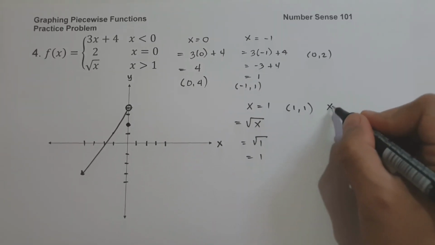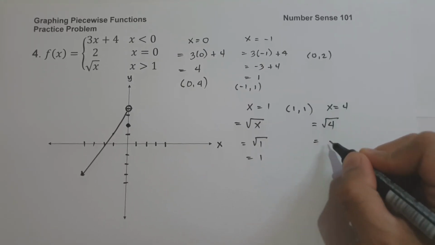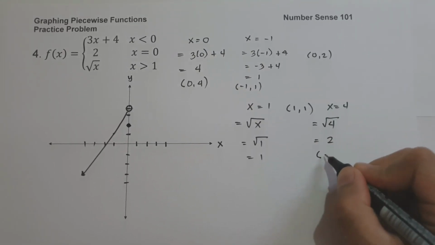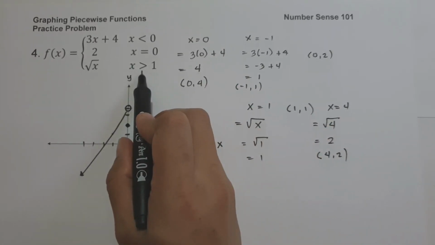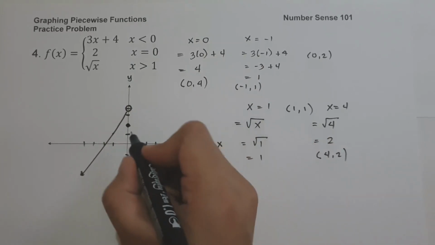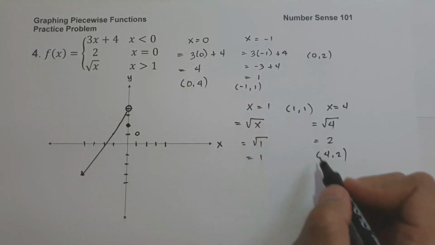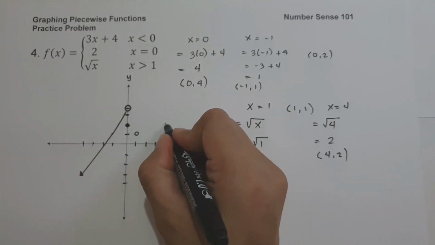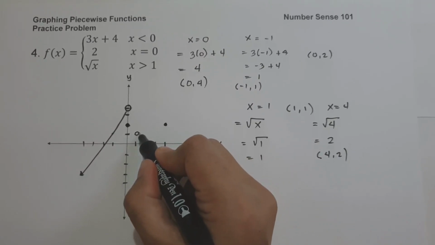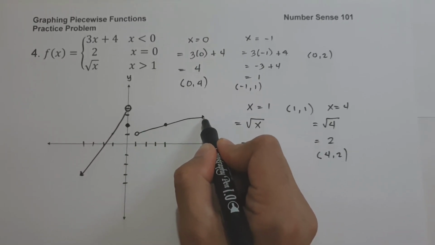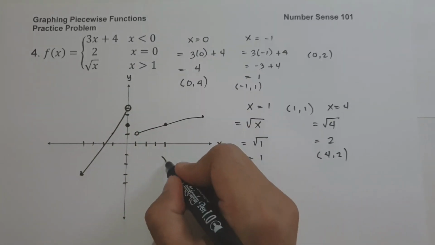And let's say x is 4. So we have square root of 4. The square root of 4, that is 2. So this will be 4, comma 2. Since x is greater than, we are going to use an open circle at 1, comma 1. And the next point will be 4, comma 2. And this will be the graph of square root of x when x is greater than 1. And this will be our answer.